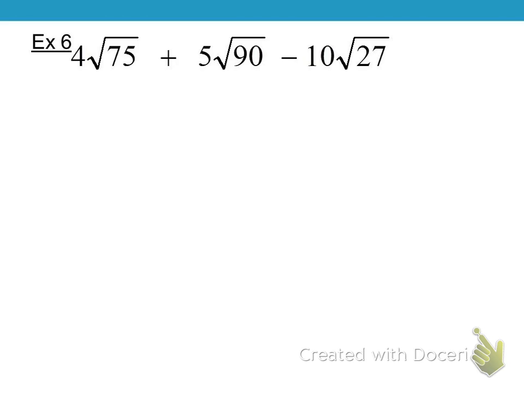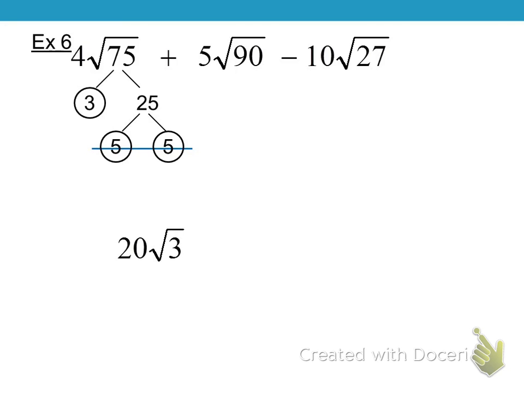All right, so I need to do a tree for 75. What's that look like? 3 and 25. 5 and 5. These are programmed in. Okay, who's coming out? The 5s. Who's already out there? 4. What's 5 times 4? 20. Who's left over? 3. So 20 square root 3. Boom.